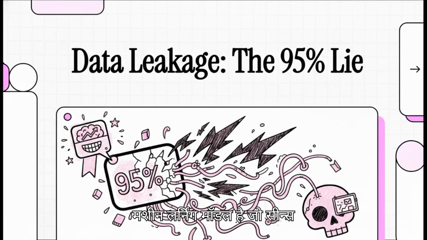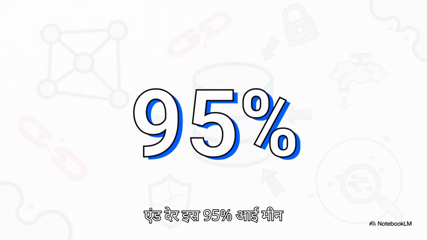You ever build a machine learning model that just seems a little too good to be true? You see that amazing accuracy score, and you think, wow, I've absolutely crushed it. Well, today we're going to pull back the curtain on a silent model killer that turns that dream into a production nightmare. And there it is, 95%.